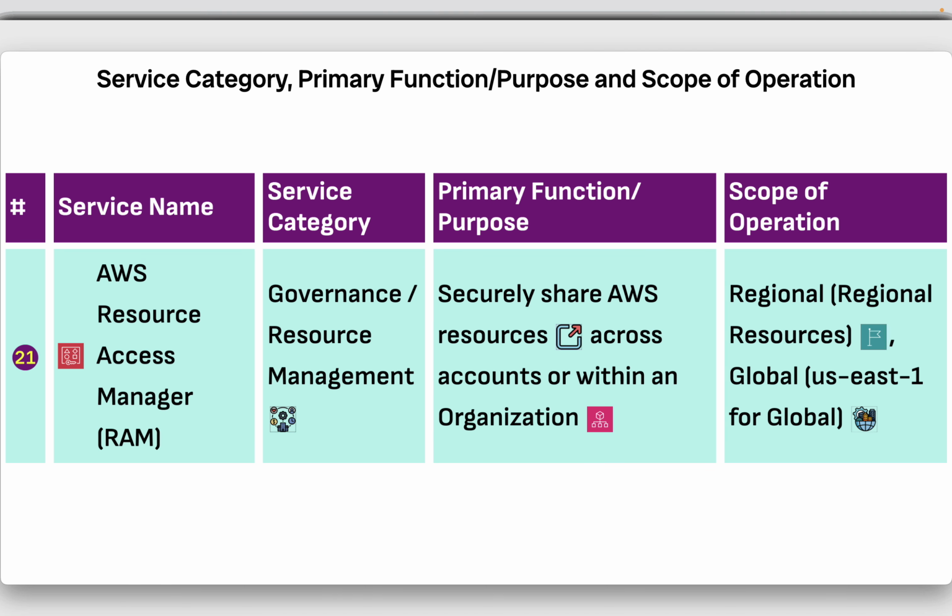Next, service AWS Resource Access Manager, AWS RAM. Category is governance management or resource management. Primary function and purpose is to securely share AWS resources across AWS accounts or within an organization. Scope of operation is regional resources, and global. So global will reside in US East for global.